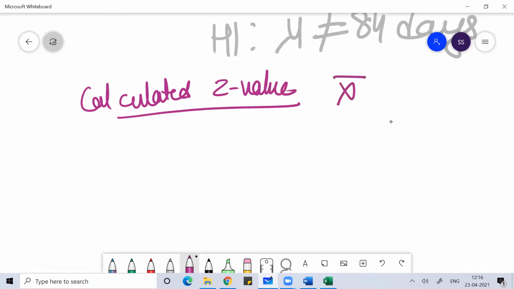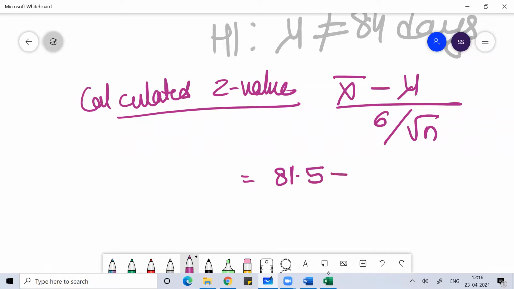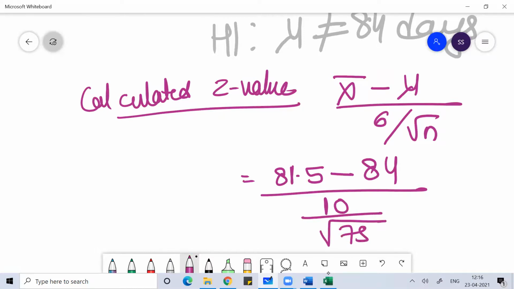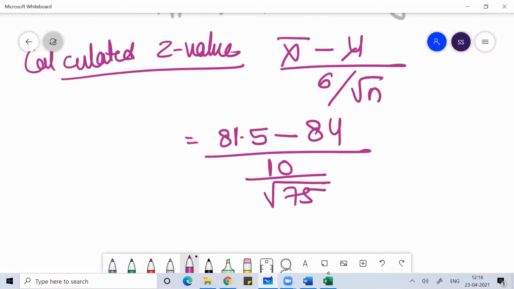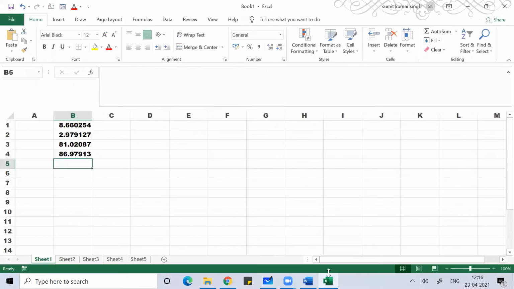For that, I'll use the formula: x bar minus mu divided by sigma by root n. So x bar is 81.5, mu is 84, sigma is 10, and n is 75. You simply apply that formula. If you apply this formula, you'll get minus 2.5 divided by 10 by root n. Root 75 is 8.66.